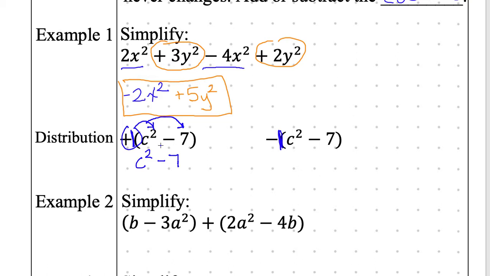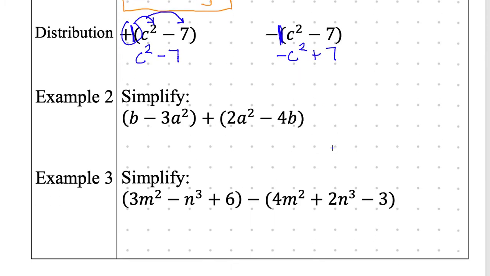Is there a quiet raised hand? Who can distribute this negative into c squared minus 7? Caroline. It is indeed a negative c squared plus 7. Everyone copy that down. Even if it's just a negative in front, you still distribute. You distribute whatever is in front. If it's a negative 3 or a negative, you distribute it.